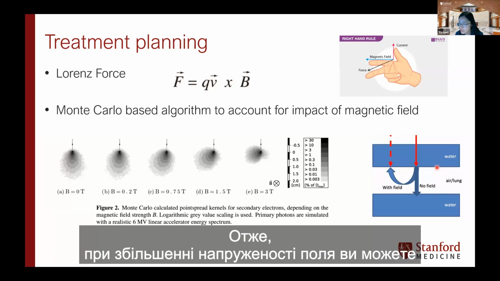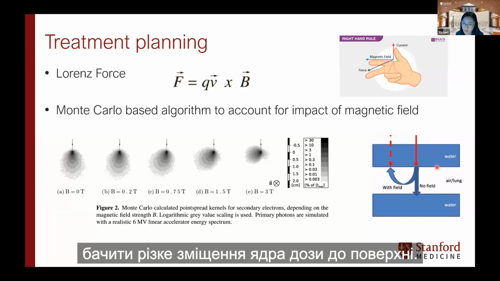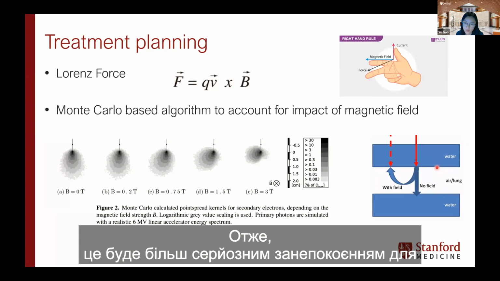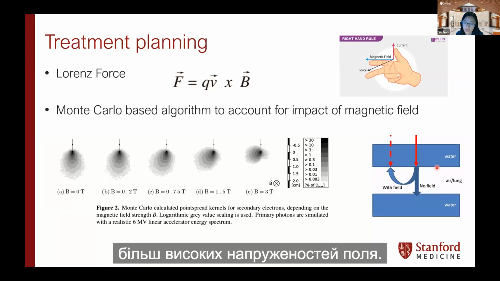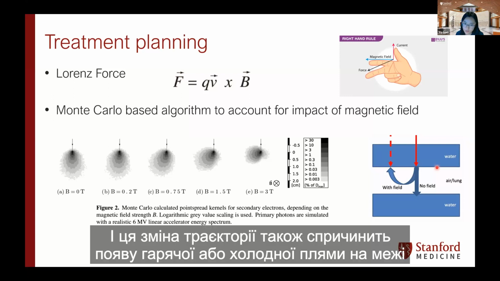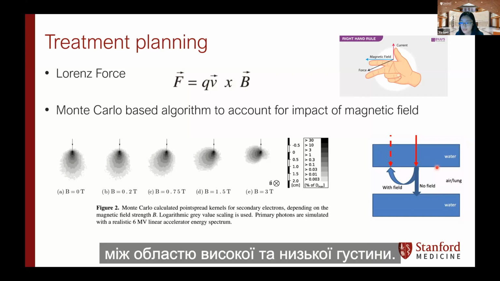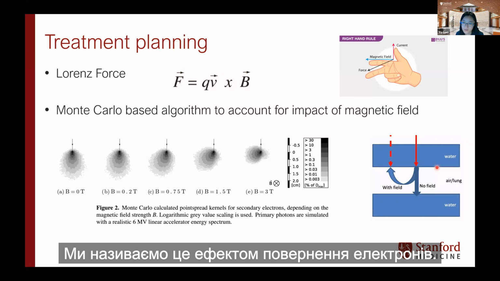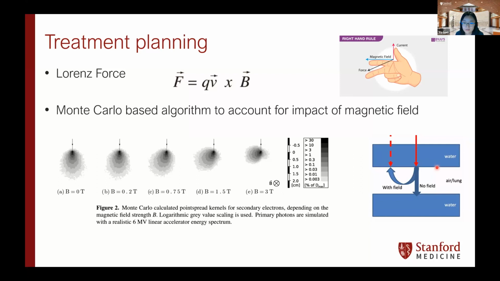As the field strength increases, you can see a drastic skew of the dose kernel toward the surface. So it will be a more severe concern for a higher field strength. And this change of the trajectory will also cause hot spots or cold spots at the interface between high and low density regions. We call this the electron return effect.